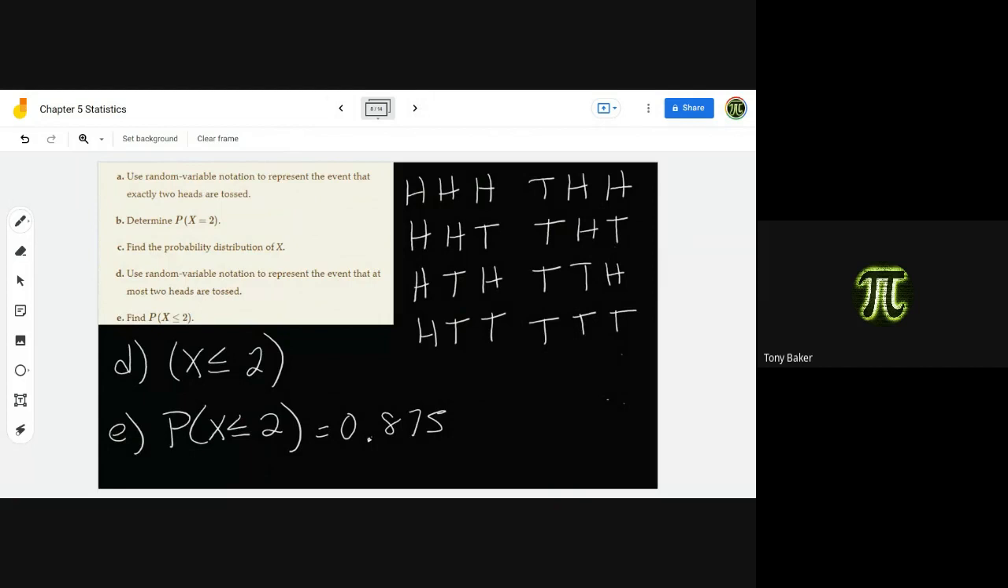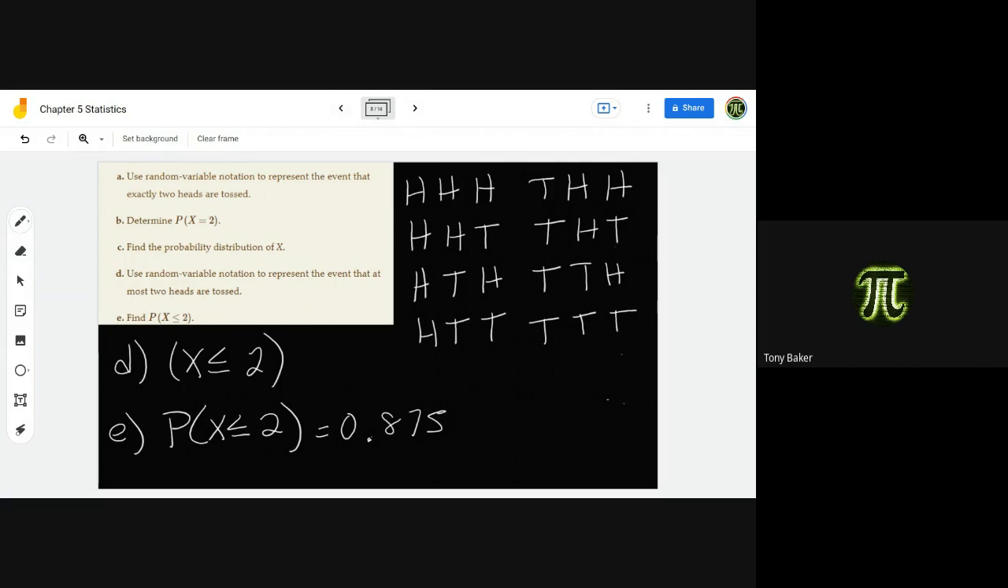All right. Any questions with finding the probability in those things? We've now finished section 5.1. Okay. This is what I said.